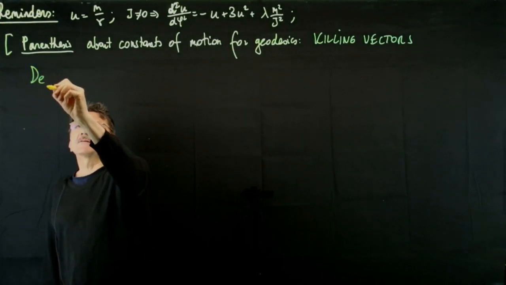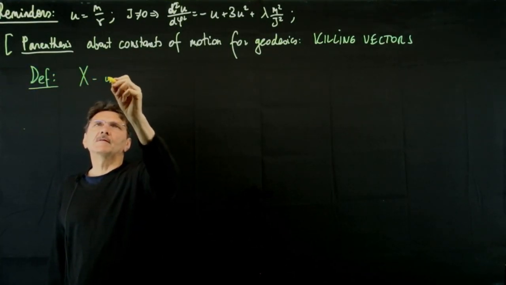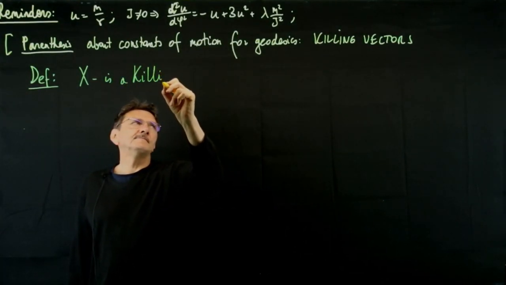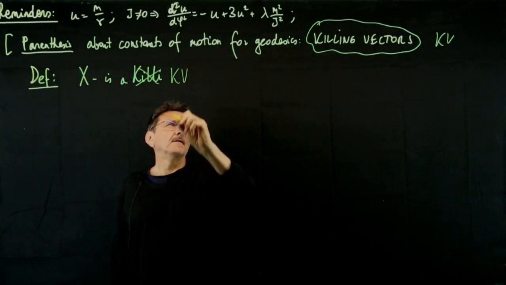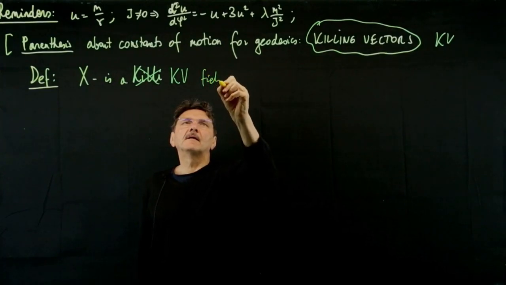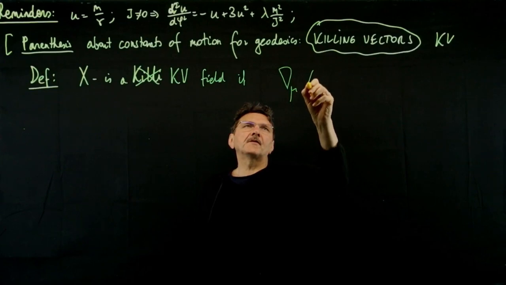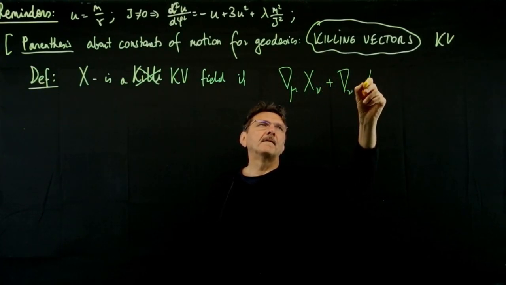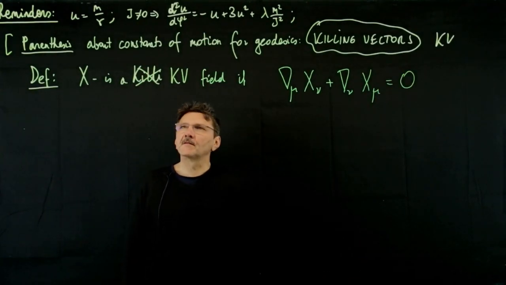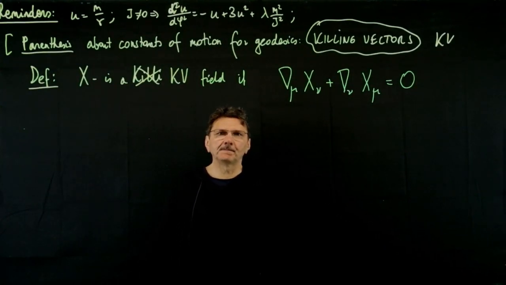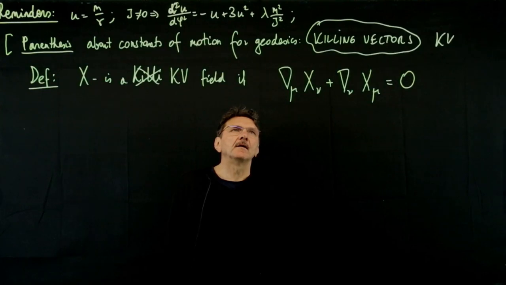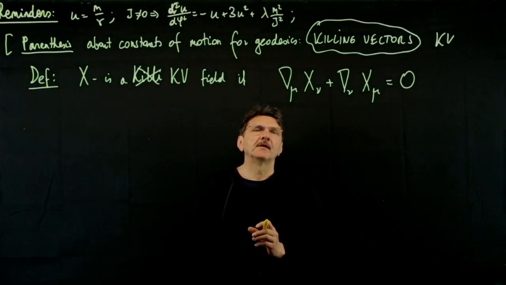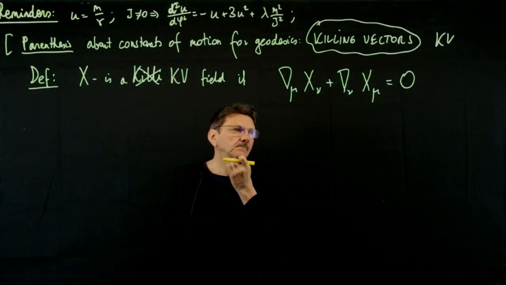So the definition: X is a Killing vector field. We call this KV field if it satisfies this equation. And so this is just the definition. Now this has to do with isometries, and we're going to come back to this later when looking at the definition of the Lie derivative. But let me just ignore this for the moment and say that, well, this is a definition.